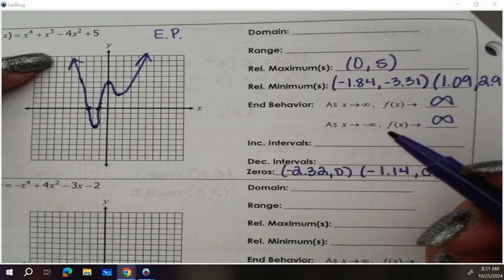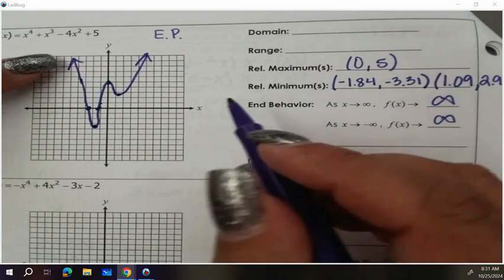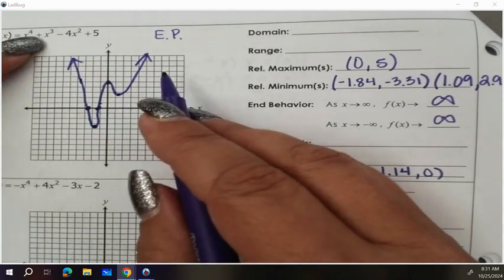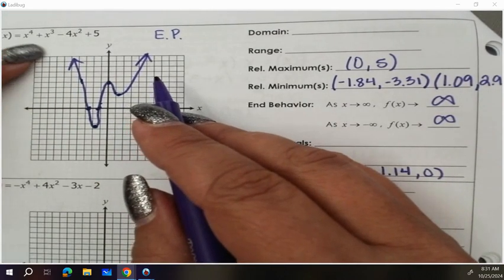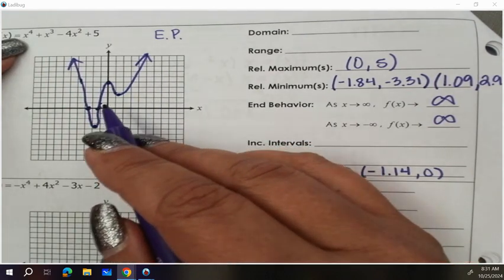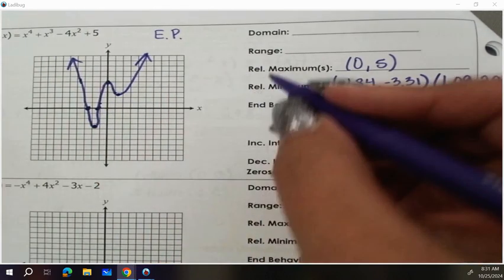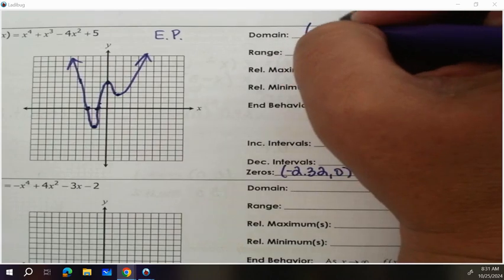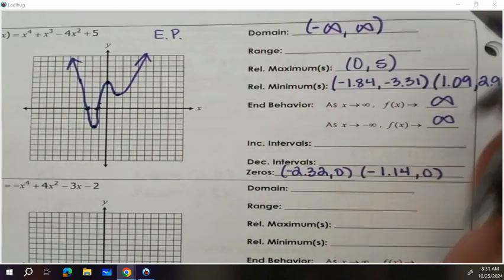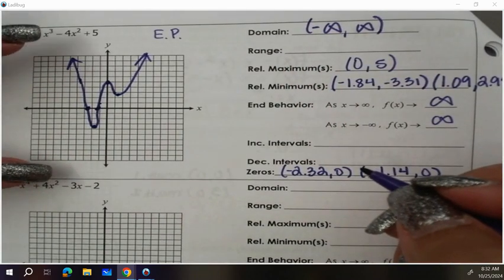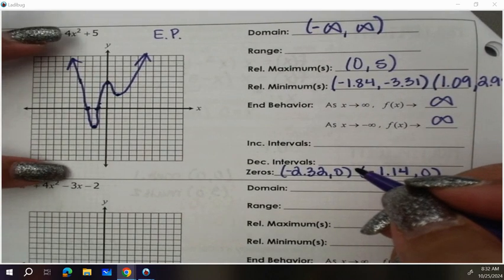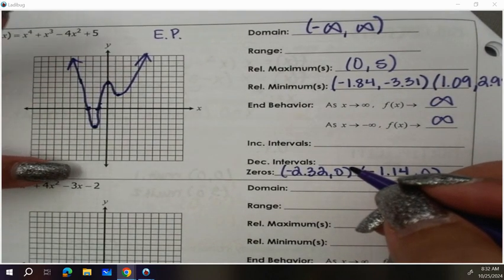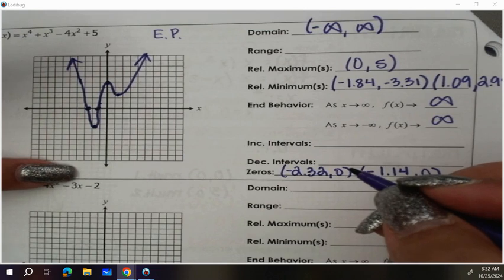Okay, so let's do domain and range. X values included in this graph. Remember, this one goes forever in this direction. This one goes forever in this direction. So I'm going to say domain is all real numbers. My range, however, is not all real numbers, because if I'm looking at the span of the y's, down at negative infinity, there are no y values.